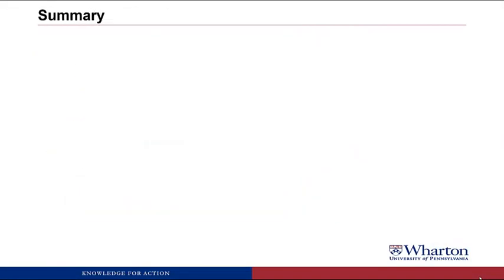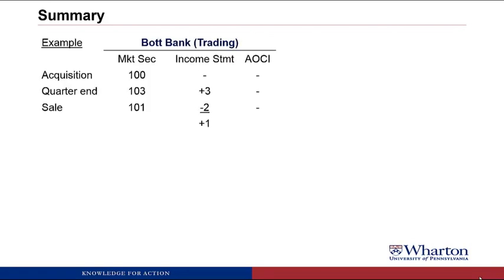So I think we really need a summary slide at this point to try to tie all of this stuff together. So in the original example, Bott bought a marketable security at 100. We wrote it up to 103 at the quarter end. That went on the balance sheet, and then we eventually sold it for 101. On the income statement, in the first quarter, we showed a gain of 3, the difference between the quarter end value and what we bought it for. And then the next quarter, we showed a loss of -2, the difference between 103 and 101.